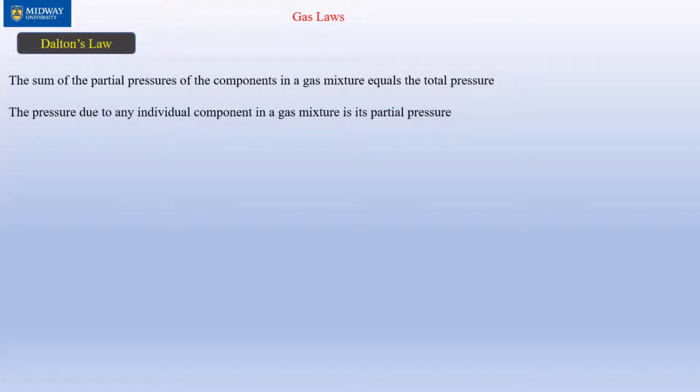The pressure due to any individual component in a gas mixture is its partial pressure. That is, say you have 10 different gases making up a mixture. The pressure that's due to each of those gases in that mixture is called a partial pressure, right? So it's an individual component. Because of the identity of the gases themselves and how much of each of those gases is present, they affect the partial pressure of that gas.